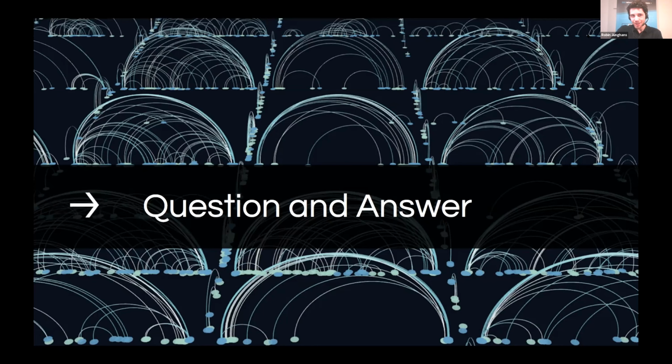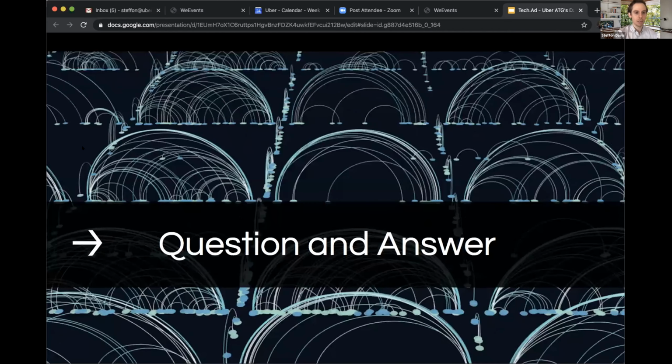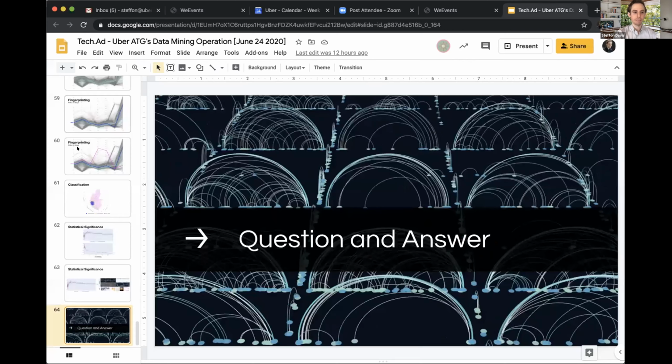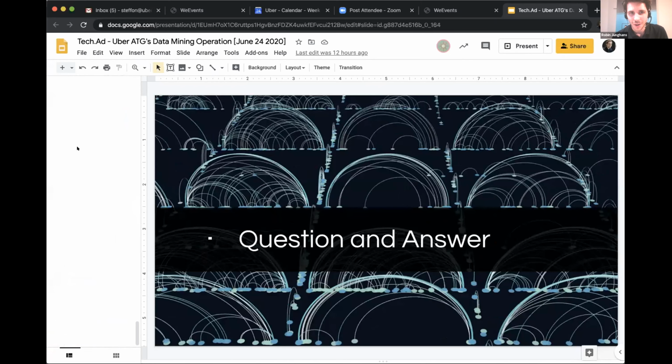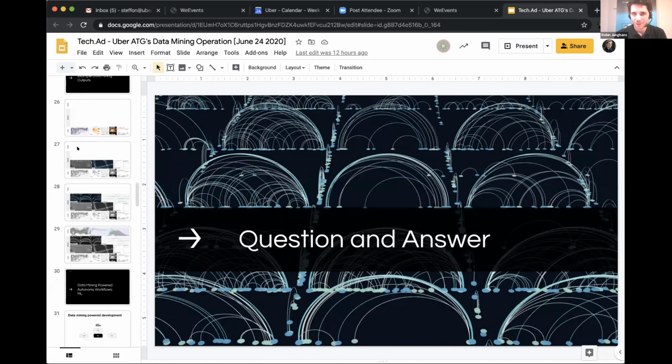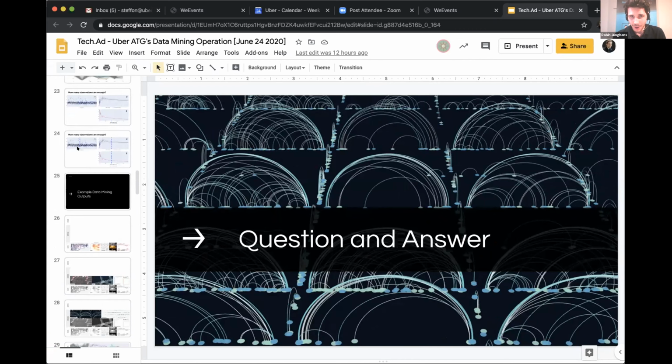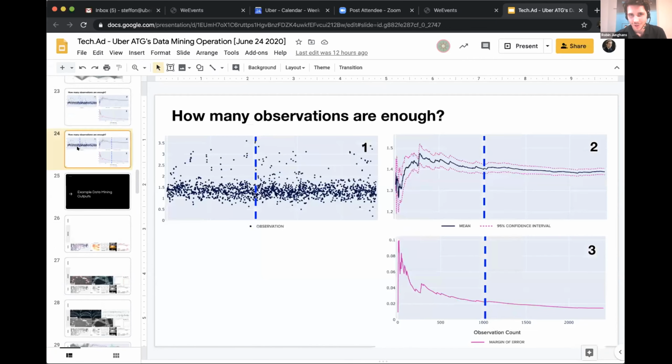The first question we got was rather specific about slide 24. I'll pull it up. The question was about what happened with the pedestrian crossing observation at about observation 250, because there was a spike in the average, a big step in average.